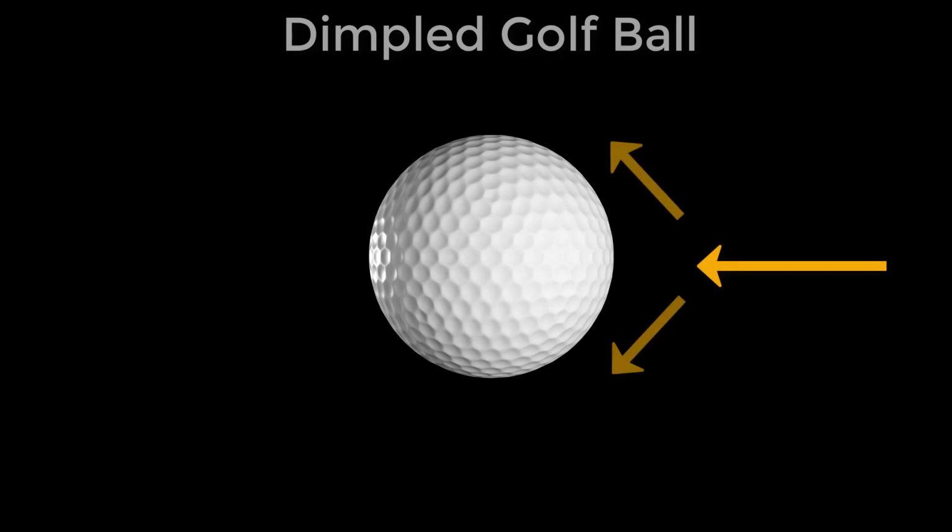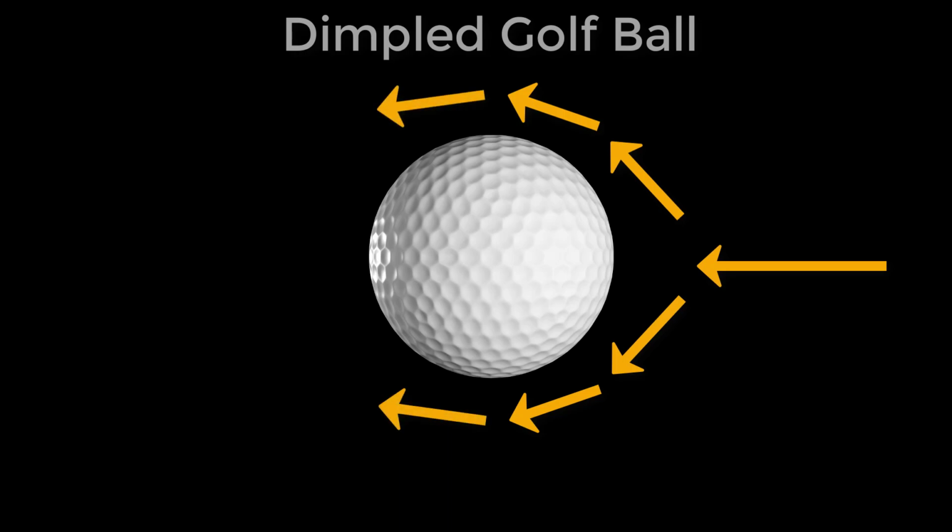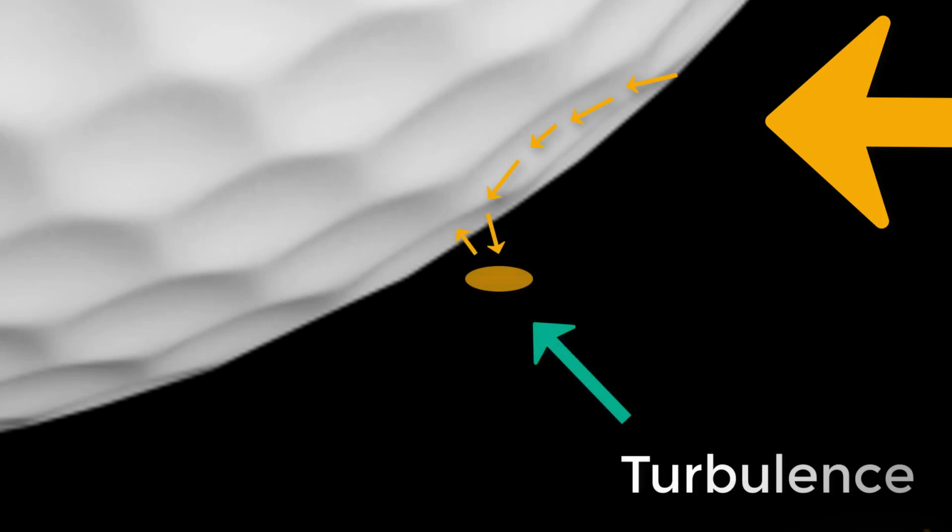Now we will test a dimpled golf ball. As you see, the air starts by flowing around the front of the golf ball the same way it did last time, but if we zoom in a little bit, you can see that the airflow goes into a dimple and goes around it. This process is called turbulence.